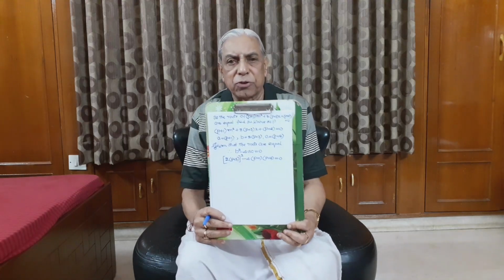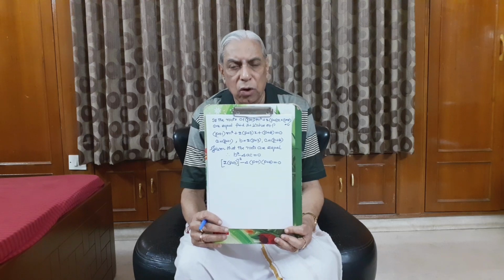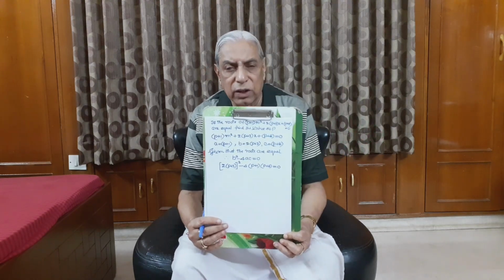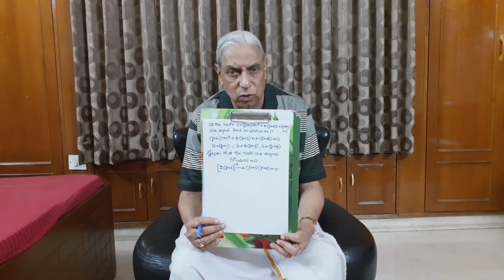minus 4ac, minus 4 into, what is the value of a? (p plus 1) into, what is the value of c? (p plus 8). That is equal to 0. See that? I have substituted for a and c. That is minus 4 into, what is the value of a? A is p plus 1. And what is the value of c? P plus 8. Minus 4ac is equal to 0.